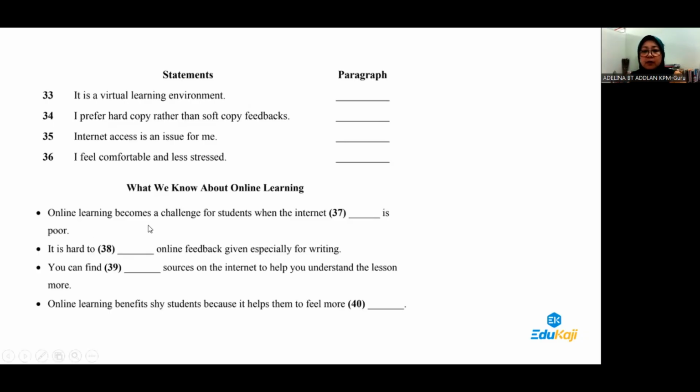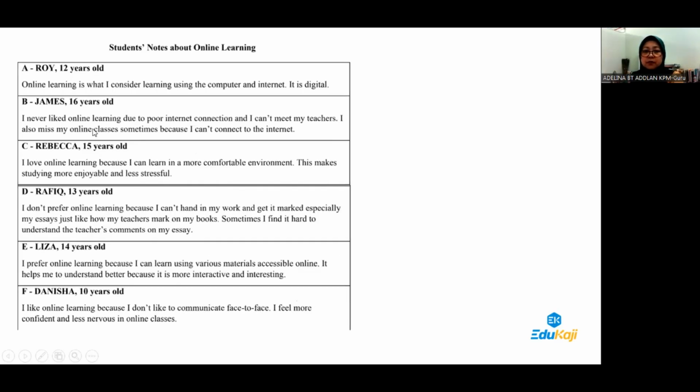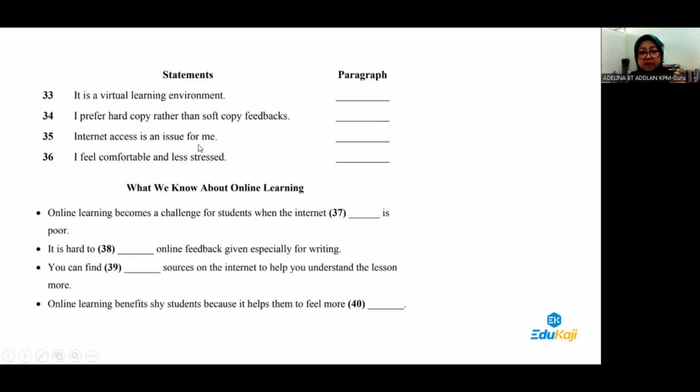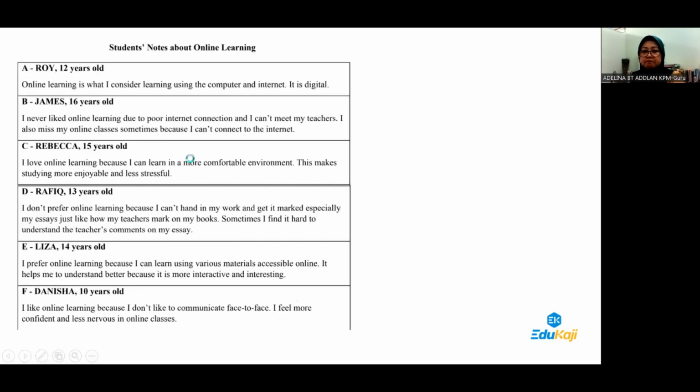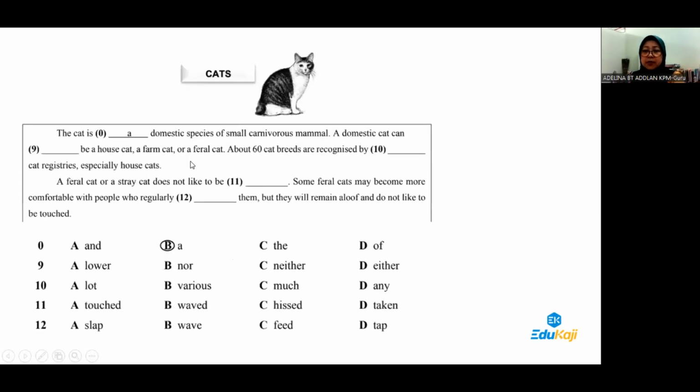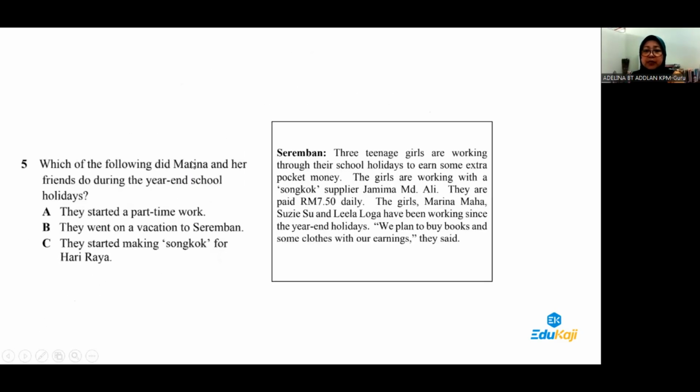So for questions 37 to 40, again we have to refer to these 8 individuals who are giving their feedback about online learning. Okay students, I think that is about it for paper 1 from Sarawak. Later I will continue with paper 2 from Sarawak as well, which is the writing paper.